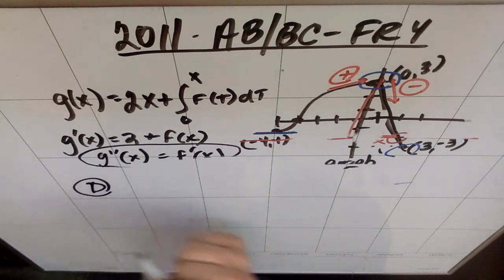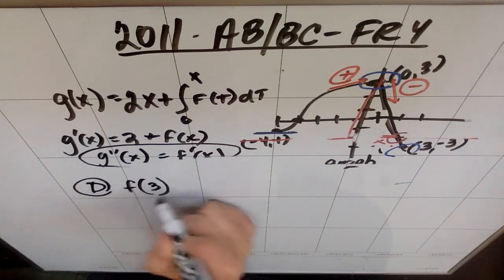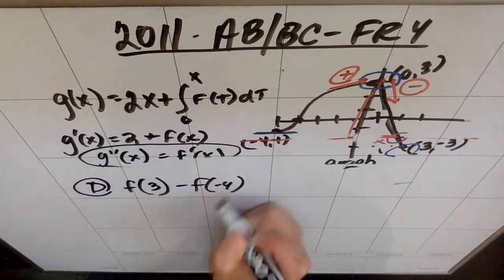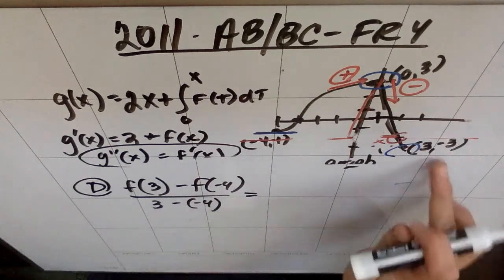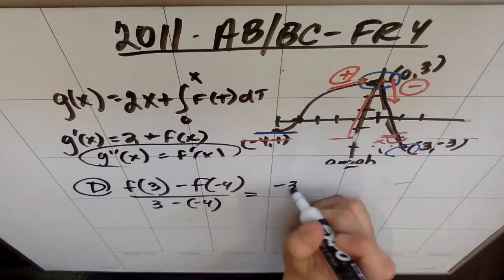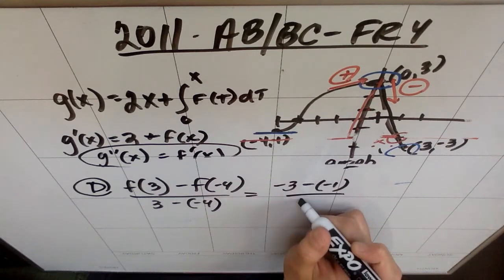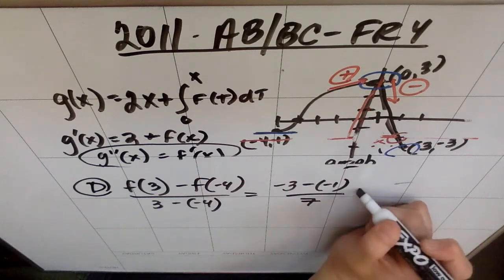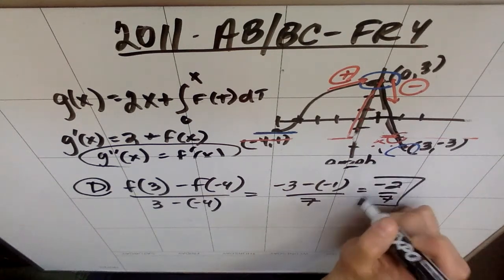Average rate of change just means old school slope. So what we want is f of 3 minus f of -4 over 3 minus -4. And we can see those numbers. f of 3 is -3, f of -4 is -1, and on the bottom I get 3 plus 4, which is 7. So I think I get -2 over 7. So that's the first answer they want.